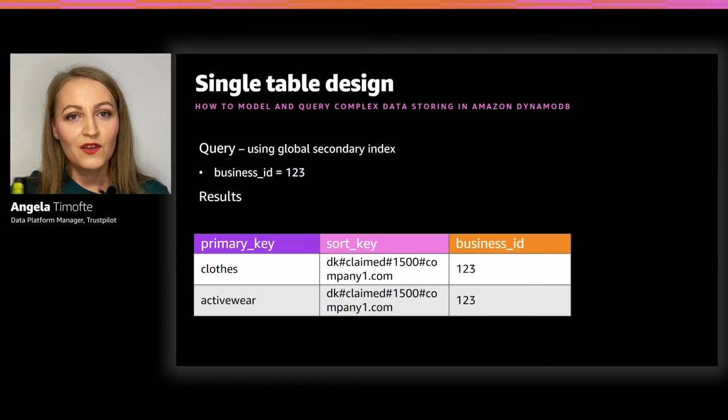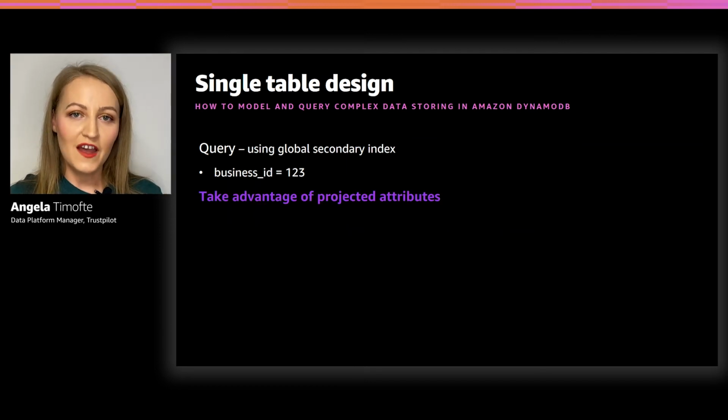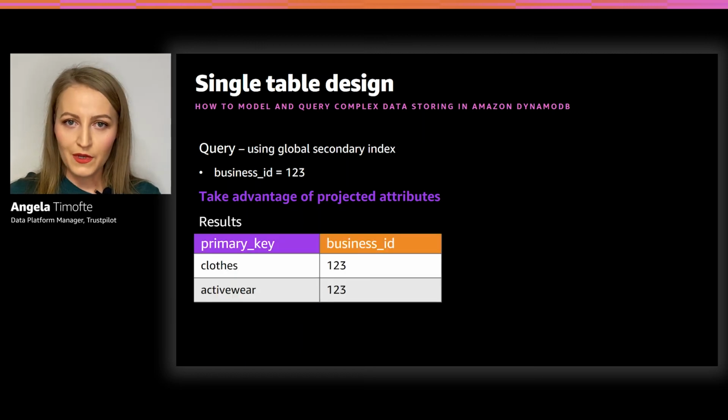But when working with global secondary indexes, something that you always have to consider is taking advantage of projected attributes. And the reason you want to do that is because you want to make your index as small as possible so that you pay less, of course. And in our case here, if we were to do that, the results that we'll get are these ones, where we just get the list of categories and the business ID.